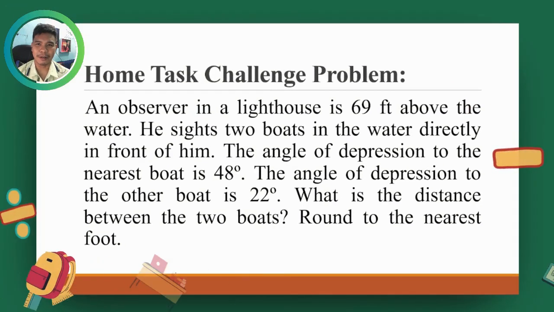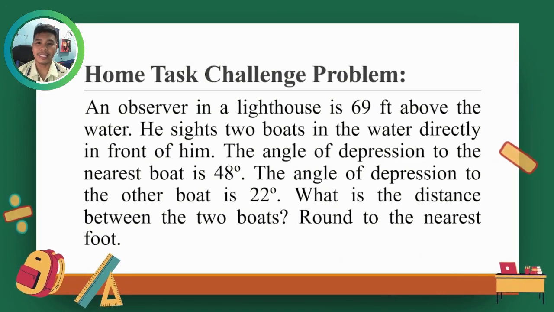Let's first read the problem. An observer in a lighthouse is 69 feet above the water. He sights two boats in the water directly in front of him. The angle of depression to the nearest boat is 48 degrees. The angle of depression to the other boat is 22 degrees. What is the distance between the two boats? Round to the nearest foot.